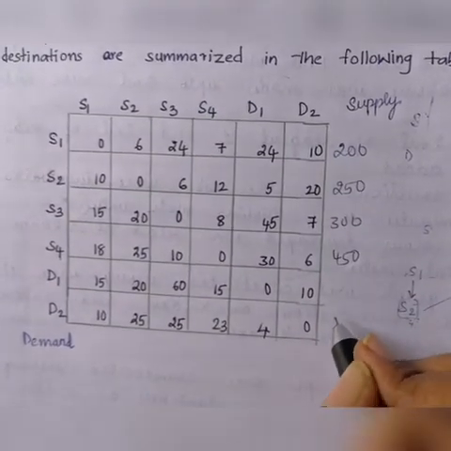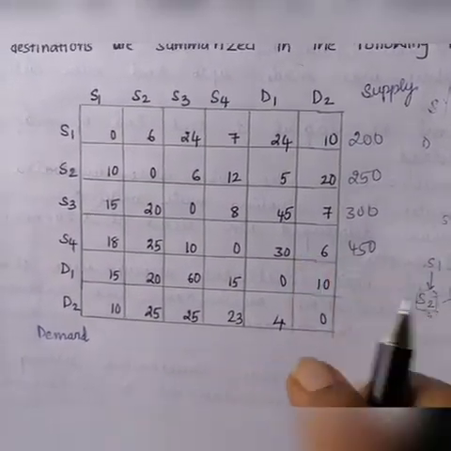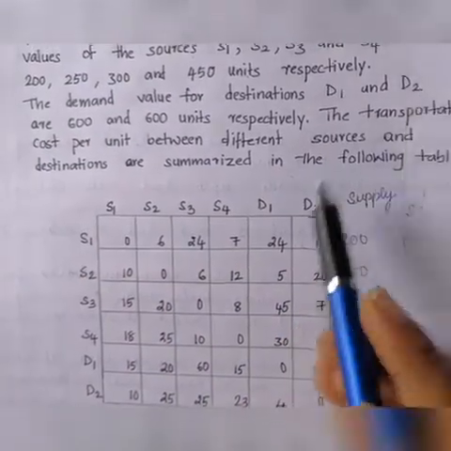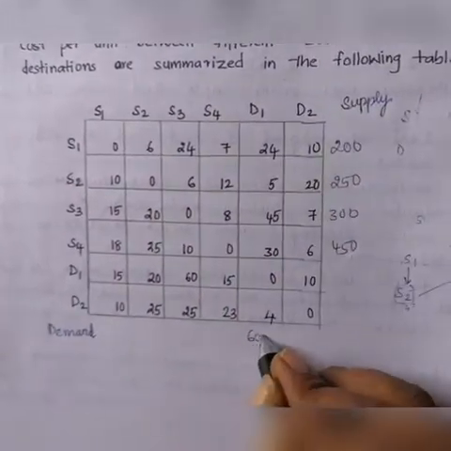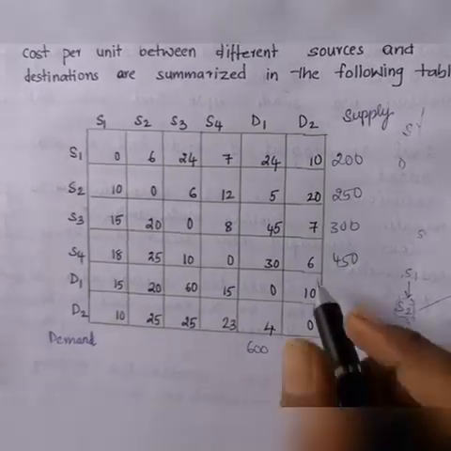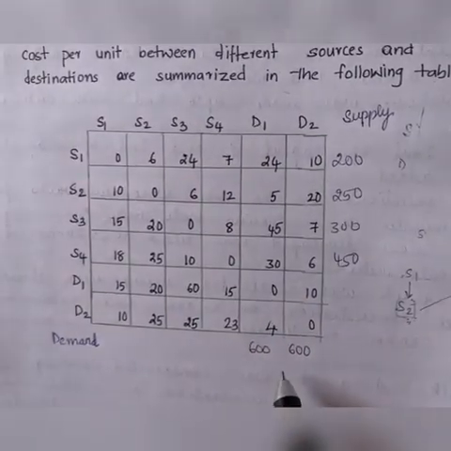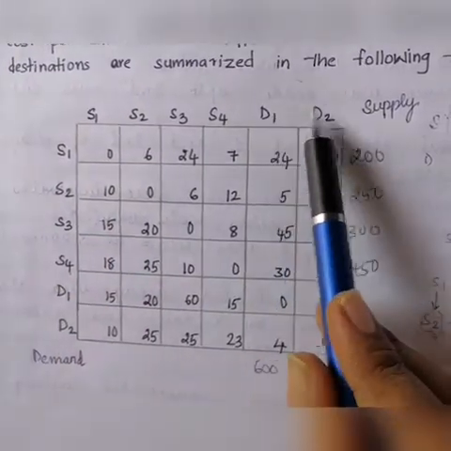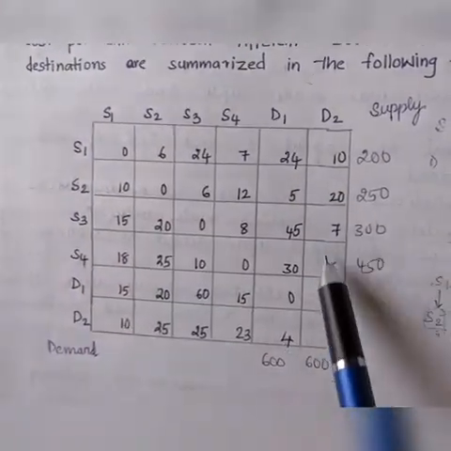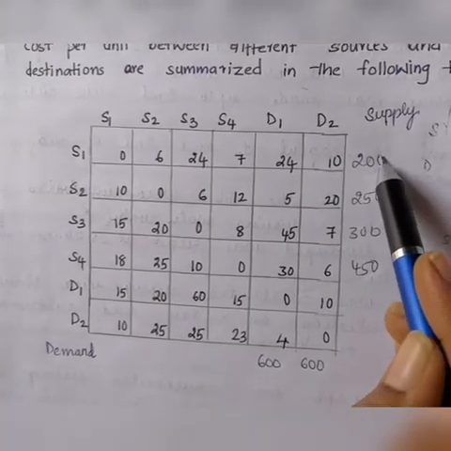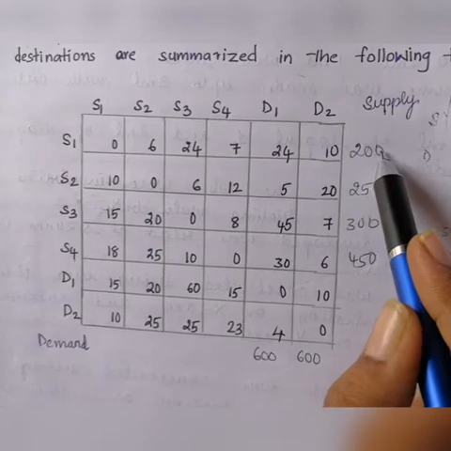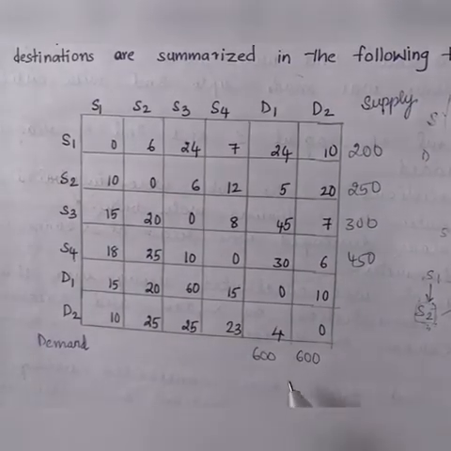Leave these two destination values as they are. Now for destinations we have D1 and D2. For D1 it is 600, D2 is also 600. Leave it like this. This is the first step. You identify the sources, you identify the destinations, write them in a matrix format, and write the associated source supply and demand values.